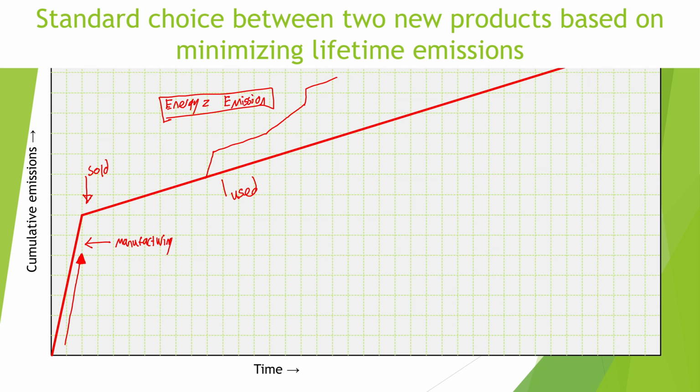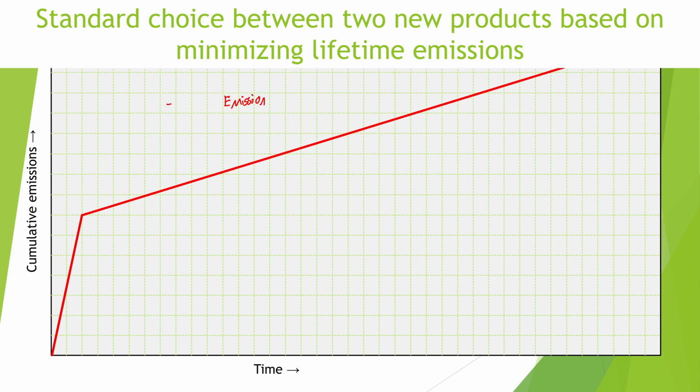Those kind of caveats totally exist, but for now we just want to assume that we've got this very simple model of constant emissions during manufacture, and then a different set of constant emissions during use. Now, for an individual case-by-case basis, we can examine this line more detailedly.